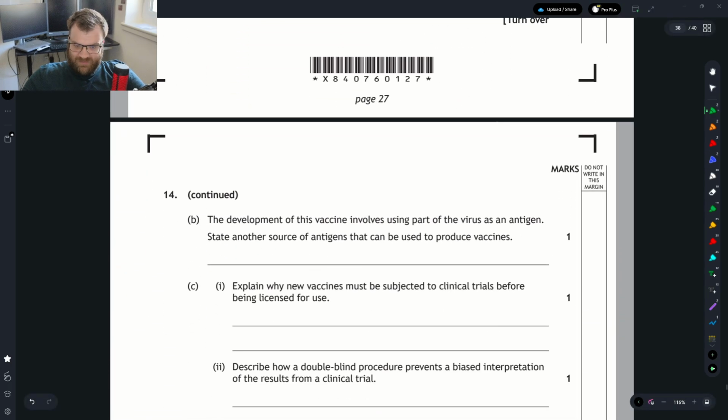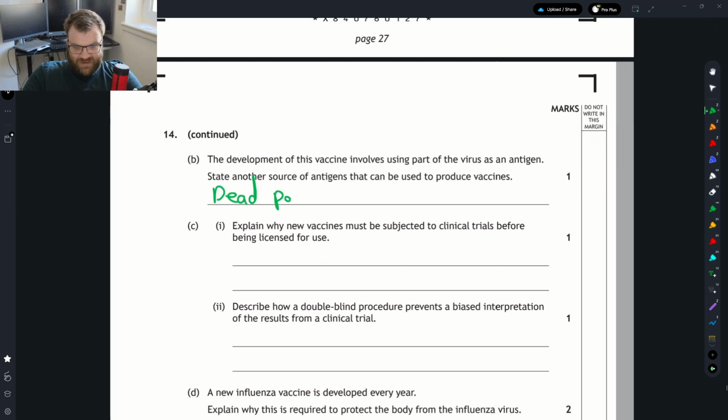For that, development of this vaccine uses parts of the virus as an antigen, say another source. If you have a pathogen that has been killed off, that can still cause a response when it's entered into the body. You can weaken the pathogen, and that makes it easier for your body to practice fighting it off.